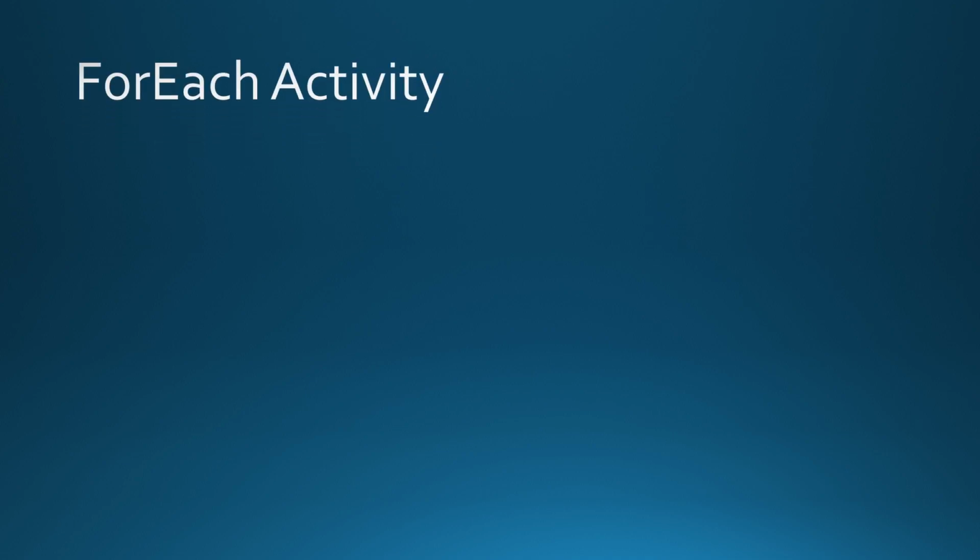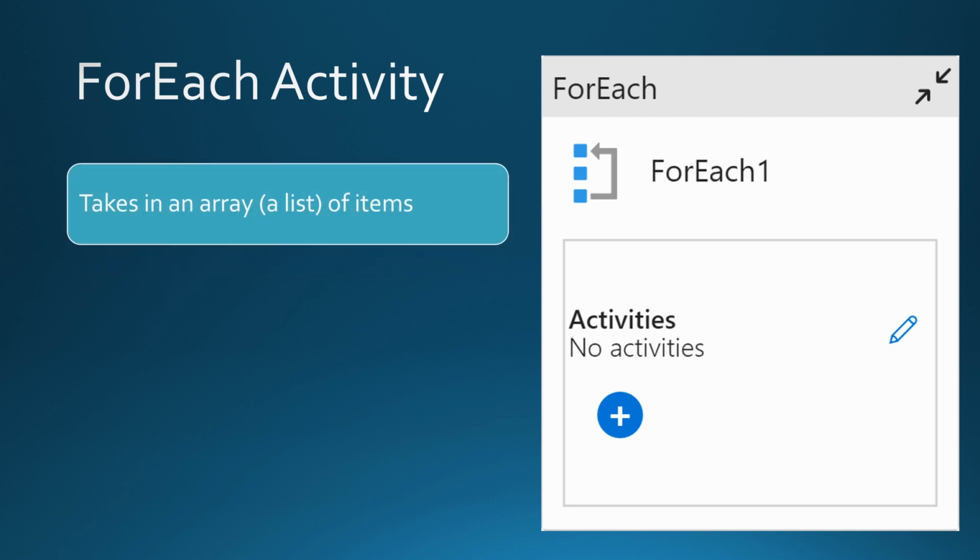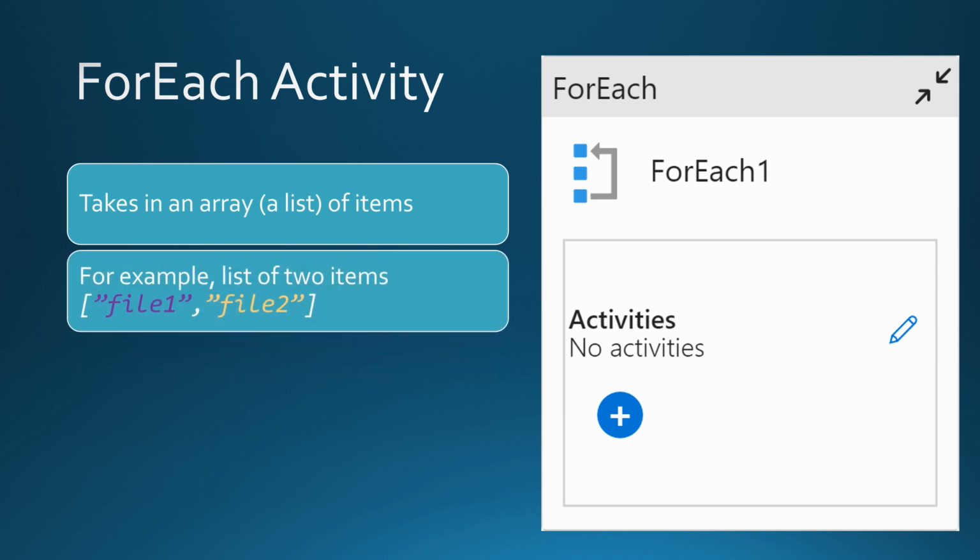Foreach activity in the Data Factory is another control activity like the conditional activities that we covered in the previous video. And here we can see how the Foreach looks in the Data Factory UI. The Foreach takes in an array of items that is basically a list of items and loops through that list, executing all the activities inside the Foreach for those items. Here I have an example of how this kind of an array would look that we could pass down to the Foreach activity. In this example I have just two files, or strings representing files, in the array.